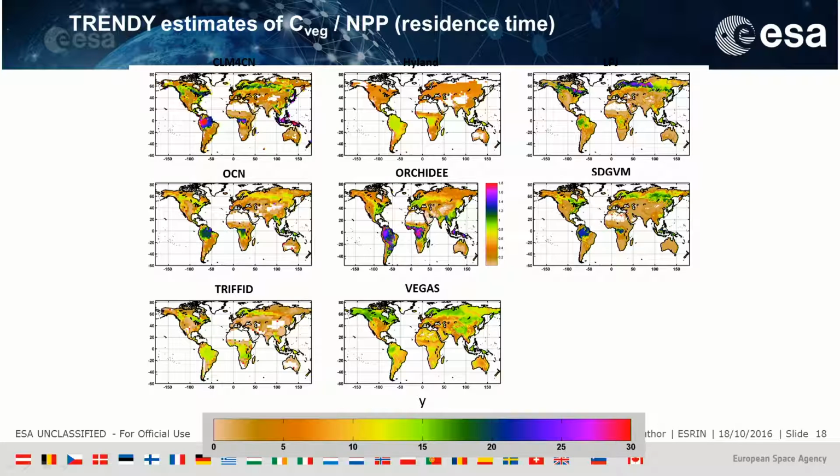Here, it says the residence time in this boreal forest is longer than the Amazon. So the models are really not agreeing at all about these fundamental internal processes which affect their predictions for the future. So there's a lot of work to be done.